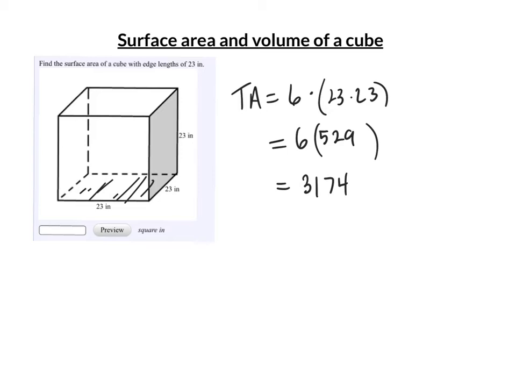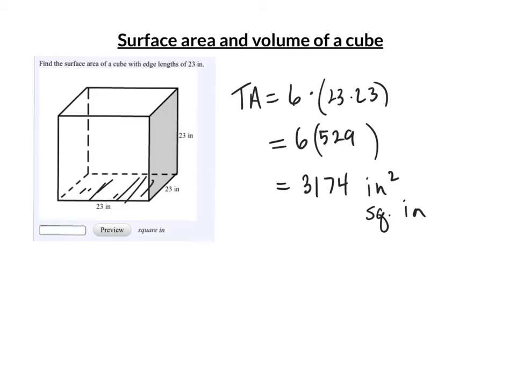Now this is area, the area of all the outside. That's what surface area is, and area is measured in squares. You can write that a couple different ways. You can say inches squared, that's our shortcut, or you could say square inches, same thing.